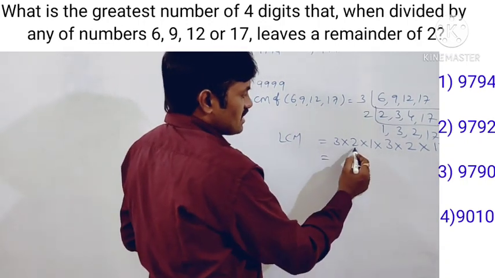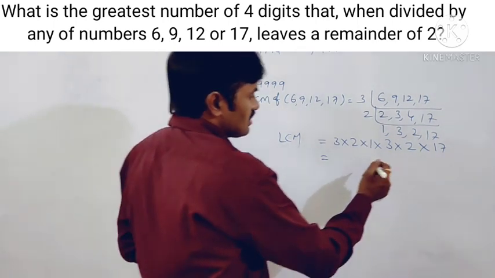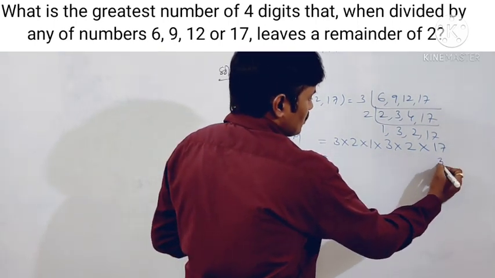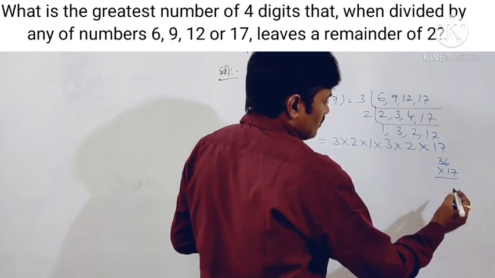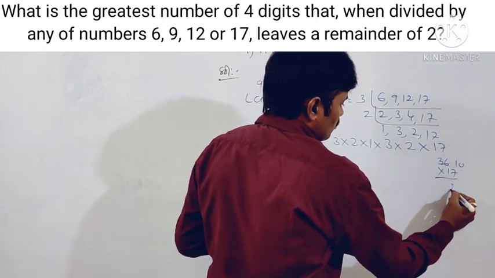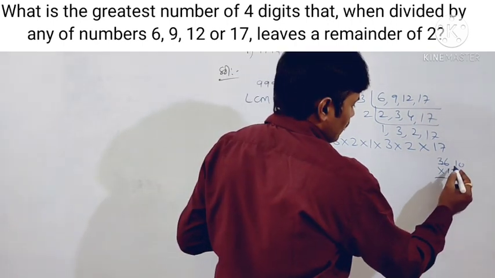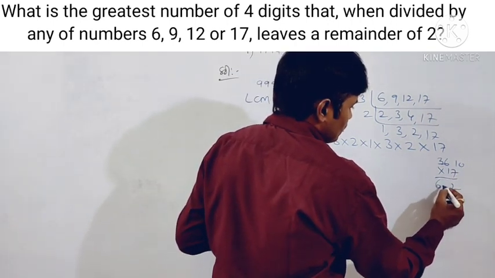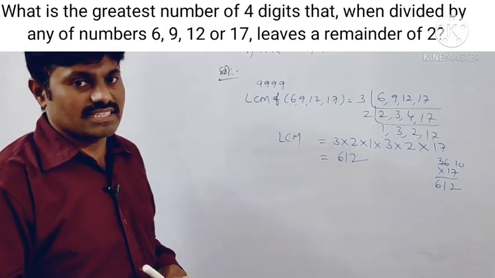So 3 2s are 6, 6 3s are 18, 18 2s are 36, then 36 into 17. 17 6s are 102, 17 3s are 51, 51 plus 10, 61. So the LCM is 612. The LCM is over, 612.